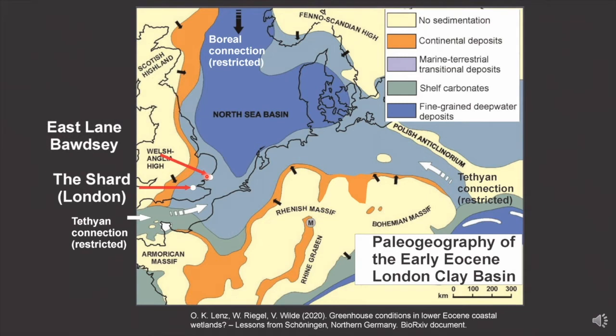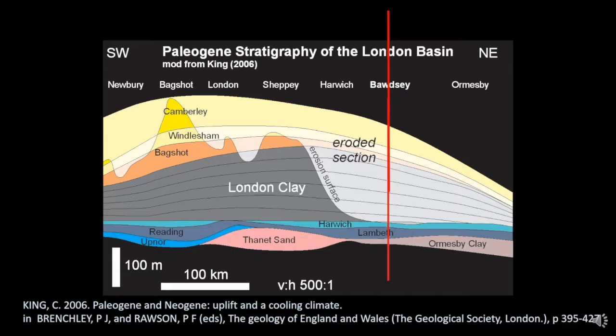We're going to be looking at the outcrop here in East Lane, Bawdsey. Also going to be looking at the implications of this for the civil engineering in the Shard of London. Let's look at a stratigraphic section here from southwest to northeast. And we are here in Bawdsey, and you can see this section is eroded, and we are looking at a sad erosional remnant, not much of the original section left. How did it get like this?